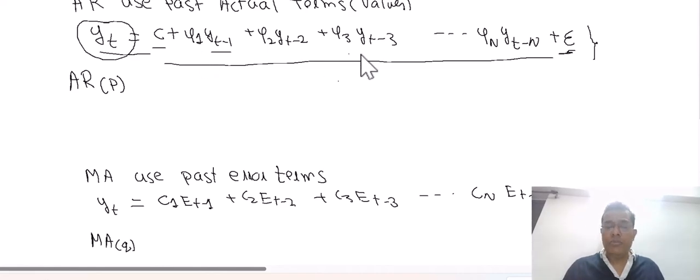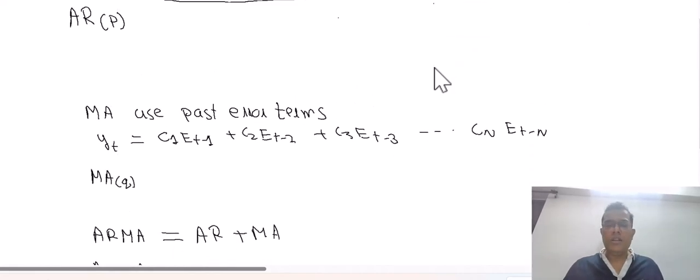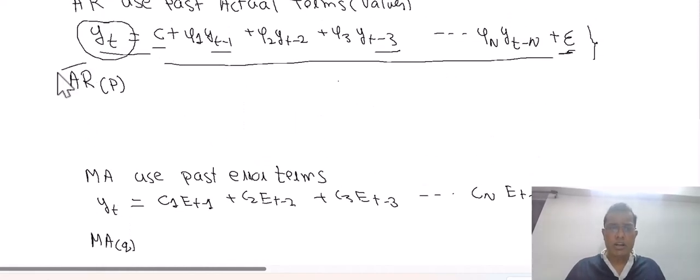Should my equation use up to phi1 yt minus 1? Should I go through the previous 3 time intervals or the previous 4 time intervals? That we will see in the next video. But in this video, we will discover what basically the AR model and the MA model mean.